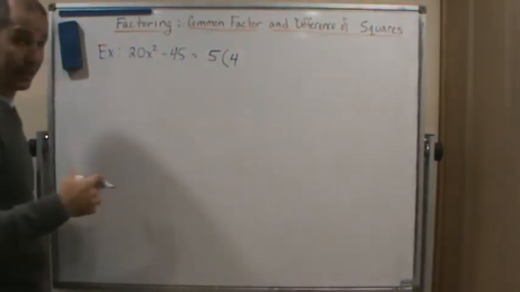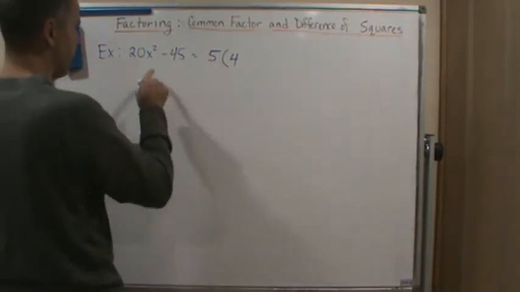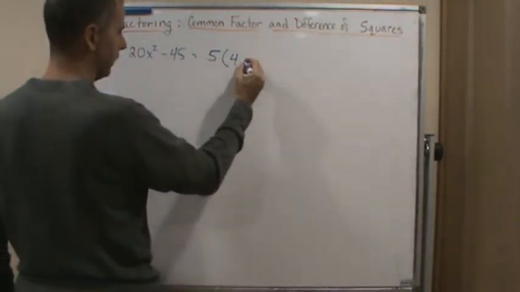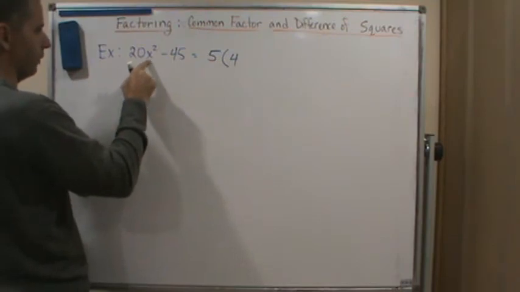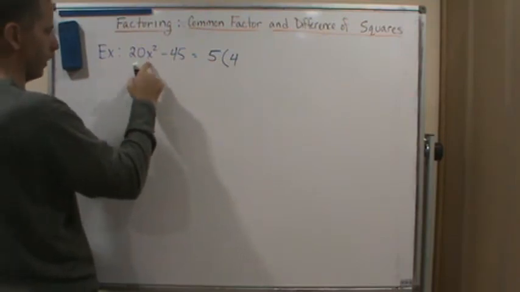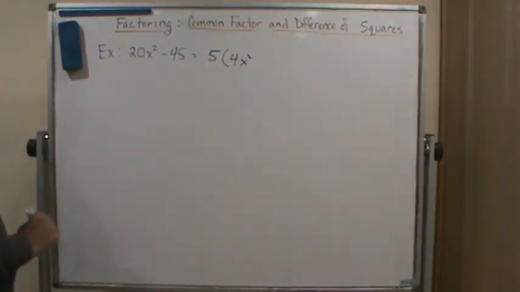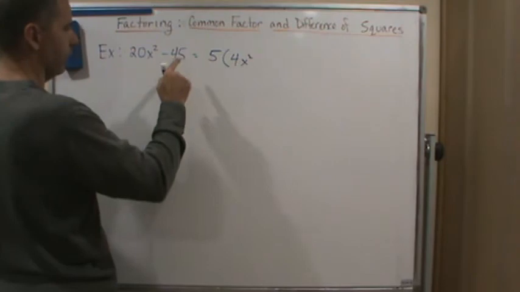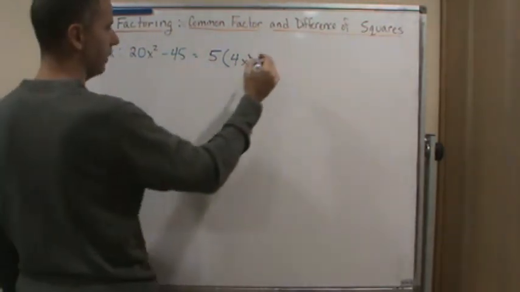Okay, so I'm just doing it a different way than what I did before. Okay, and then what times x squared will give me x squared? Well, that's going to be just x squared. So I have an x squared here, right? So I need an x squared here. Okay? And then minus 5 times what will equal 45? That's going to be 9.